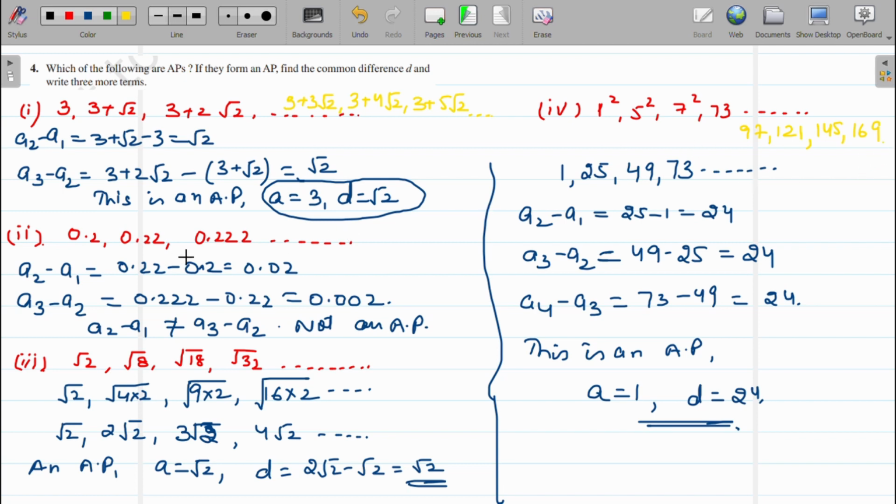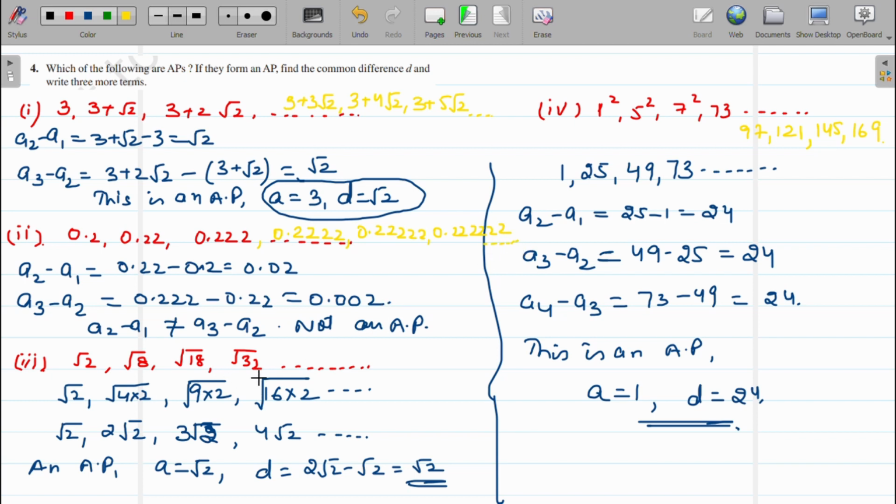Now what about this one? The next can be 0.2222, the next one can be 0.22222, and another one can be 0.222222, and so on.